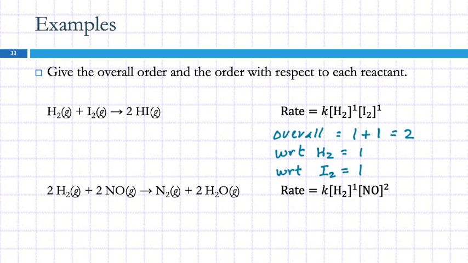Okay, let's look at this one. So here's our rate law. What is the overall order? 3. 1 plus 2 equals 3. That's a good kind of math to do before 9 o'clock in the morning. How about the order with respect to hydrogen? 1, because its exponent is 1. And with respect to NO, it's 2.